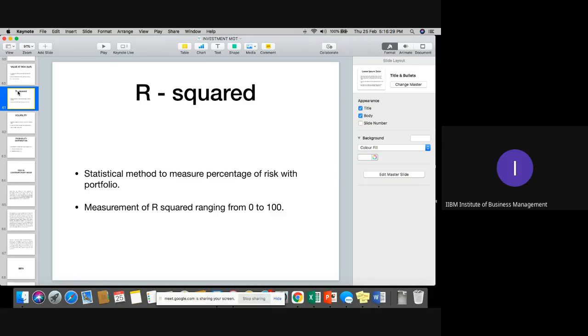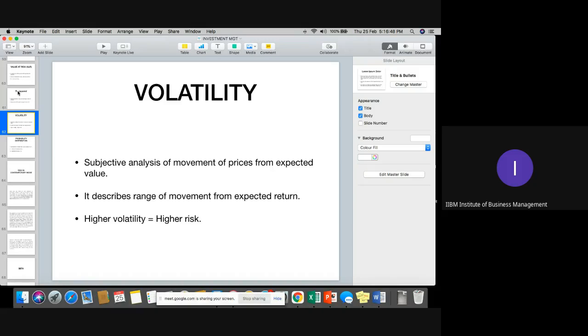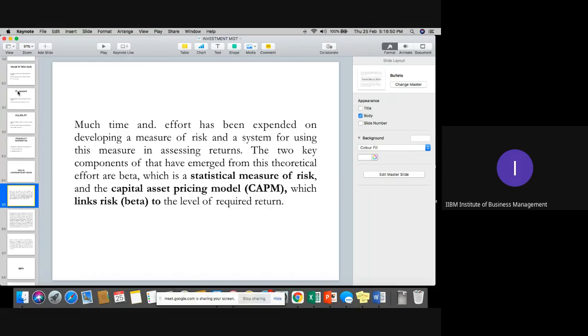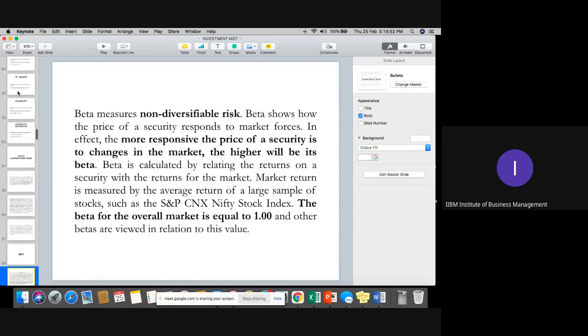Please try to understand, I am just discussing a brief snapshot of all the methods. In detail, if you want to go through it, definitely you can refer to any book or any online reference for all such things. Now we'll discuss this beta component directly.